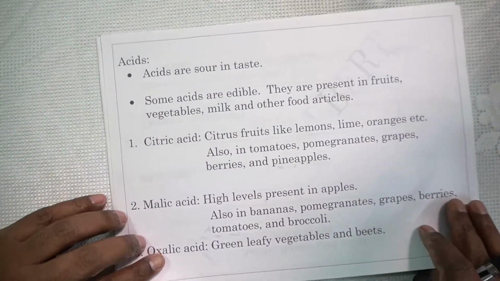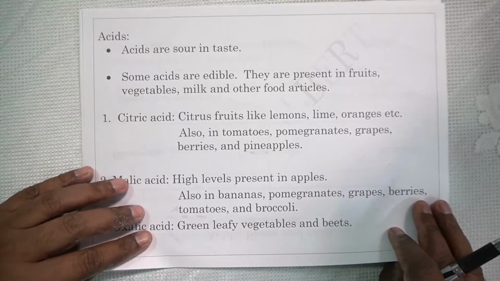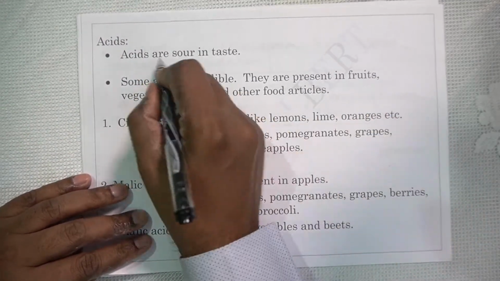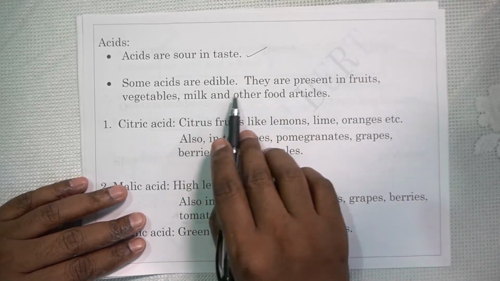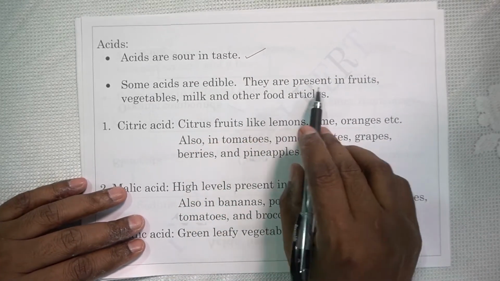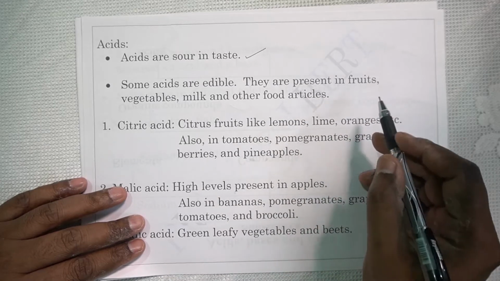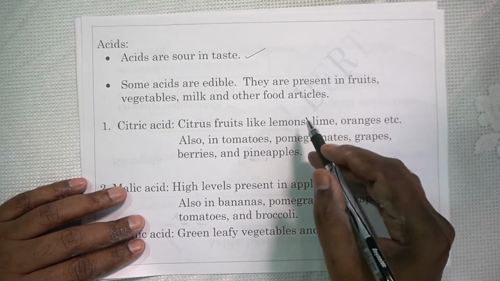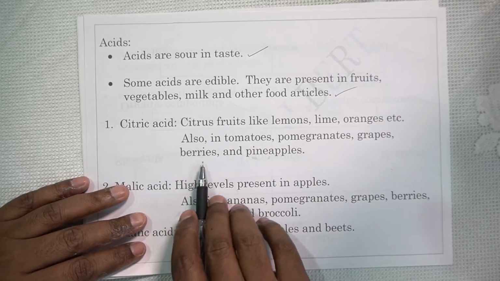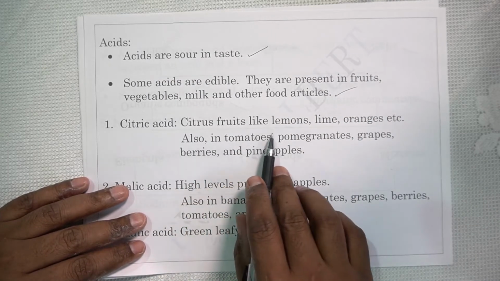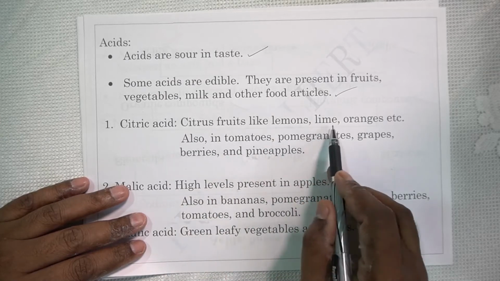First, let us understand what acids are. We know that acids are sour in taste. All acids have this sour taste. And some acids are edible and they are present in the food that we eat, for example in fruits, vegetables, milk and other food articles. Citric acid is a very common one. It is present in citrus fruits like lemons, limes and oranges.